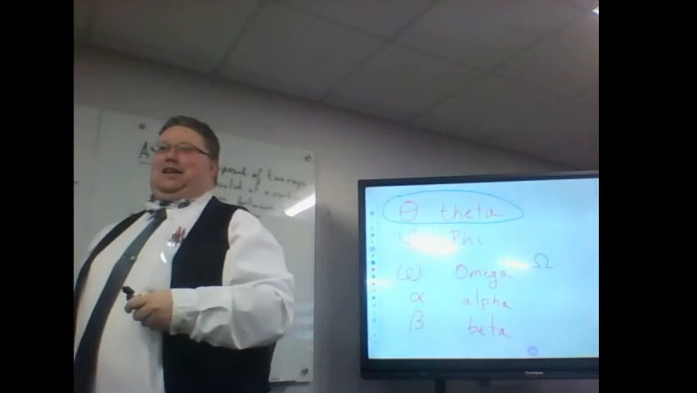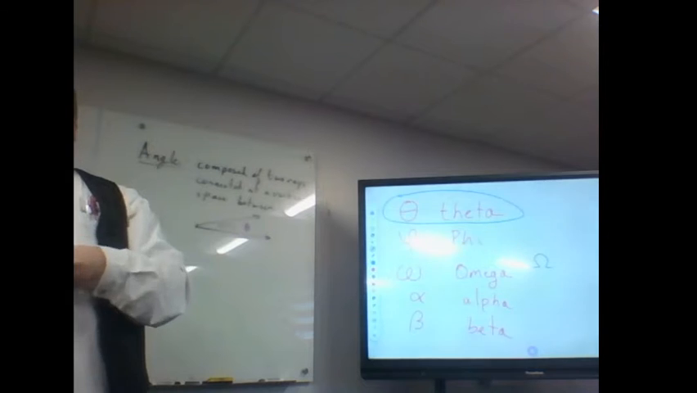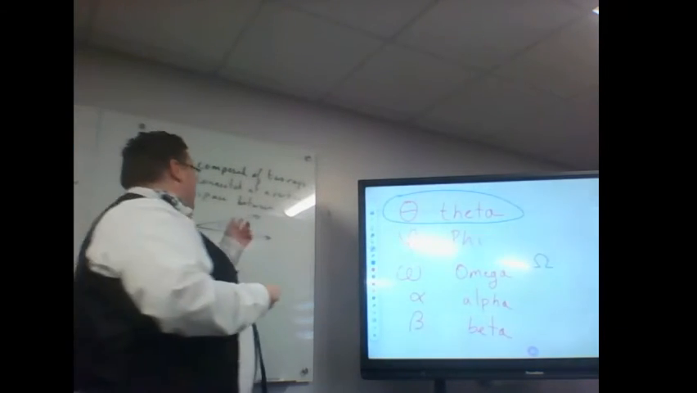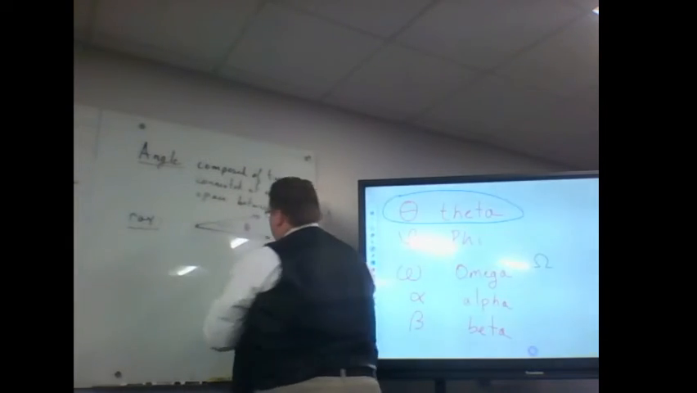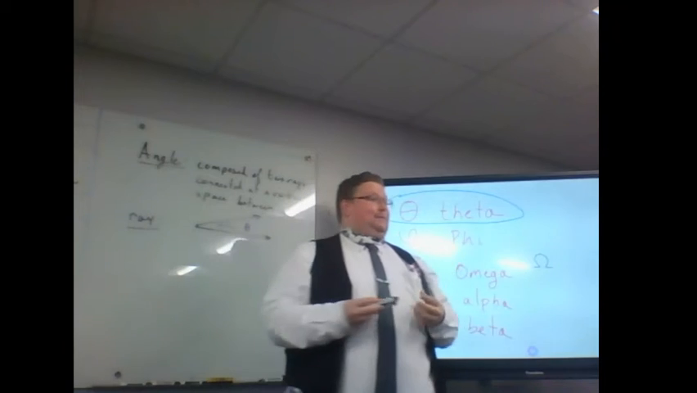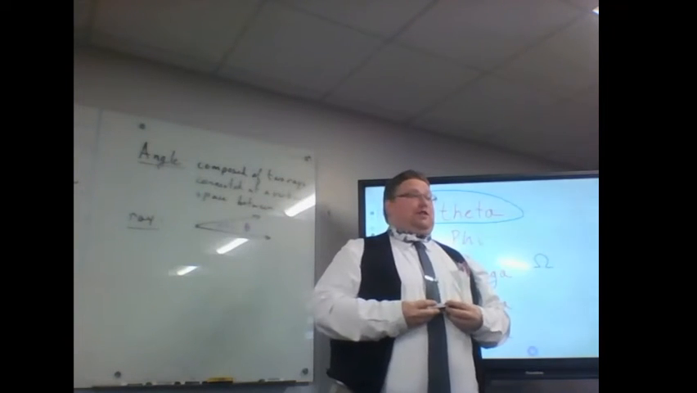Not really. So, we need to talk about, as we discussed, angle, ray, and now we have a way of talking about the angle itself. So in this picture, I can call this angle theta, I can call it alpha, I can call it beta, I can call it phi, I can call it omega. Any of these is an acceptable name for this particular angle.